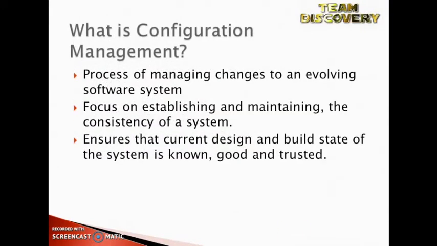CM is a process of managing changes to an evolving software system. CM ensures that the current design and build state of the system is known, good, and trusted. Being able to access an accurate historical record of system state is very useful, not only for project management and audit purposes, but for development activities such as debugging, so that our team can know what has changed between one set of tests and the next to help identify what could possibly be causing a fault.